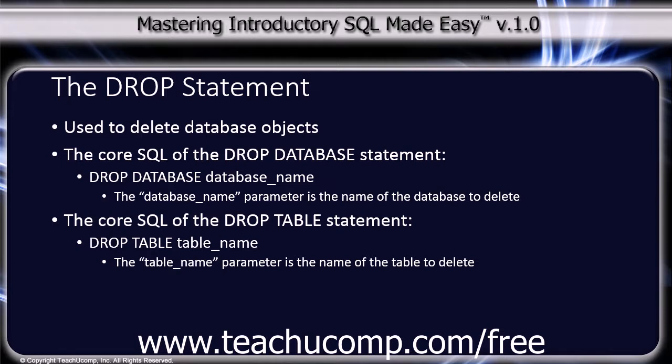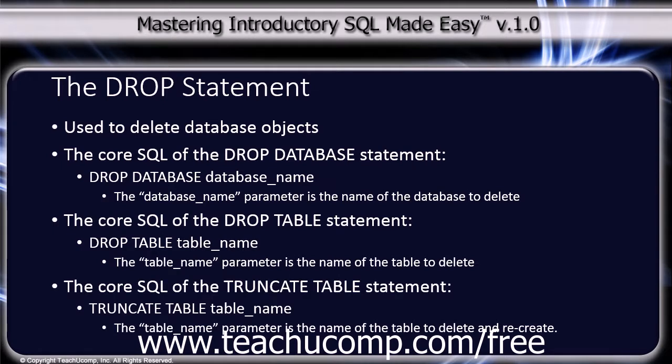This statement is the truncate table statement. Because it deletes and then recreates the table versus selecting individual records to remove within a table, it is considered part of the data definition language versus the data manipulation language. The following statement shows the core SQL used within the truncate table statement. Note that the table name parameter is the name of the table to delete and then recreate. So the core SQL is simply truncate table and then the table name parameter.